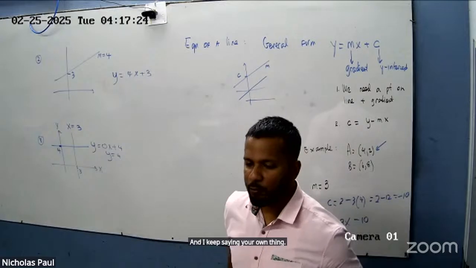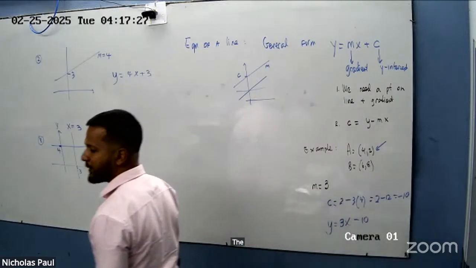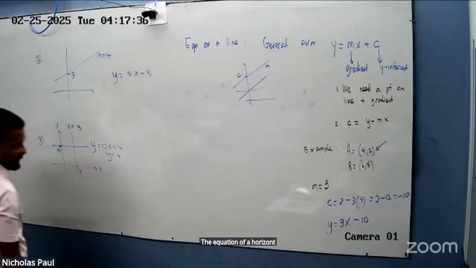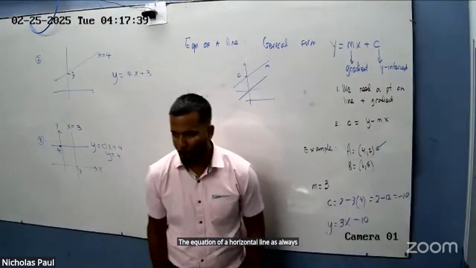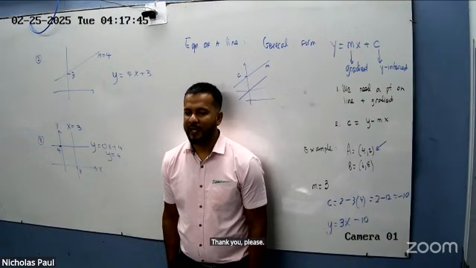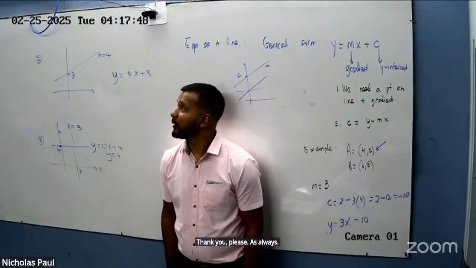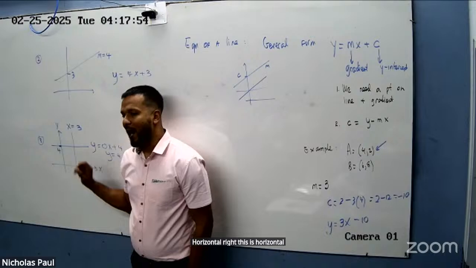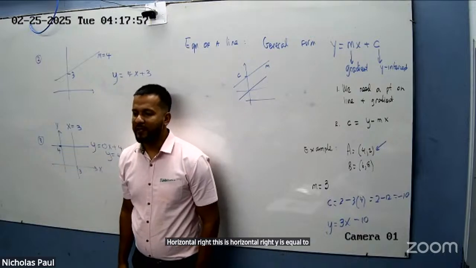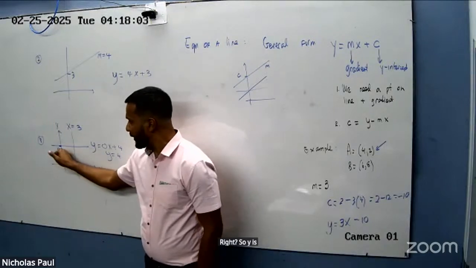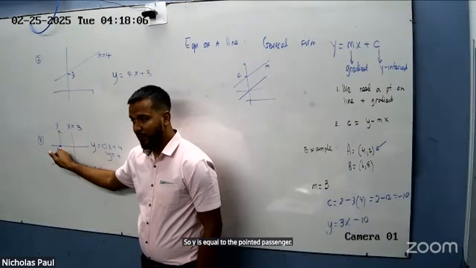Right, so write this down. The equation of a horizontal line is always y is equal to the point it is passing through. That's okay?